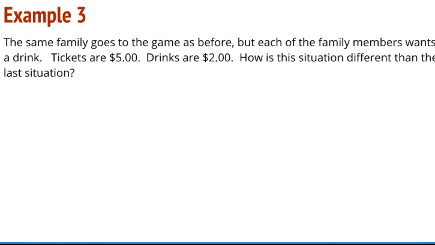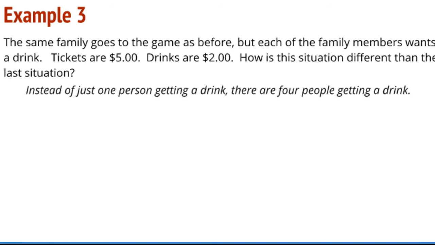Well, how about we have the same family go to the game as before, but this time each of the family members wants a drink. And the tickets are still $5, the drinks are still $2. So how is the situation different than last situation? Well, instead of just adding $2 for a drink, we've got 4 people getting a drink. So we need to include 4 drinks rather than 1. Instead of just adding $2, we have to do a little bit more in the way of operations.